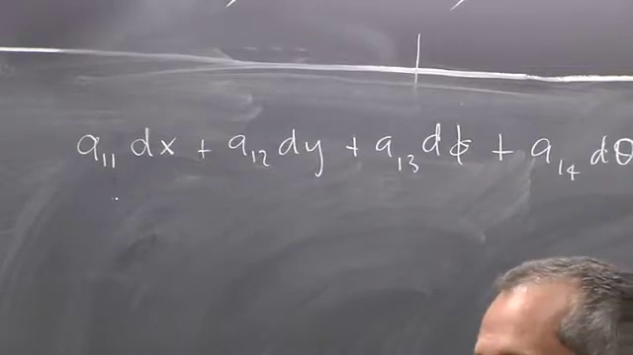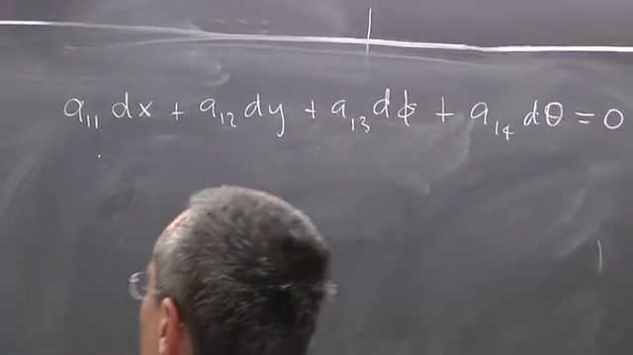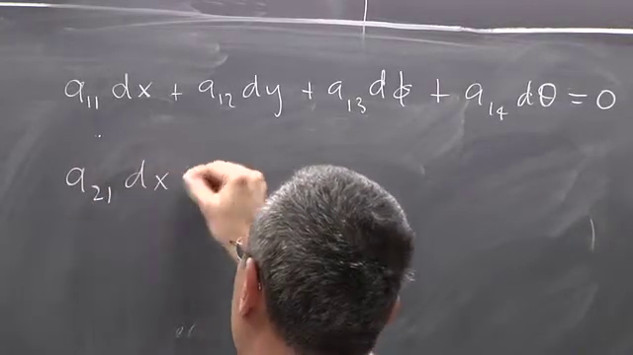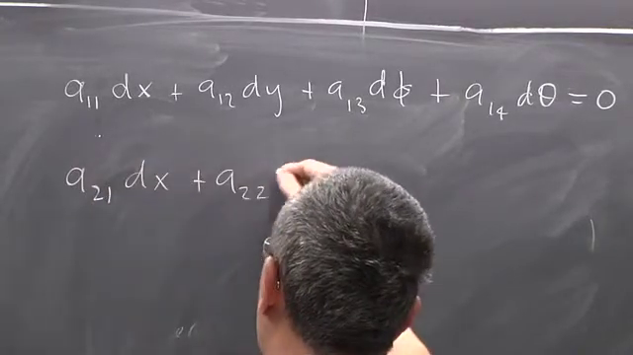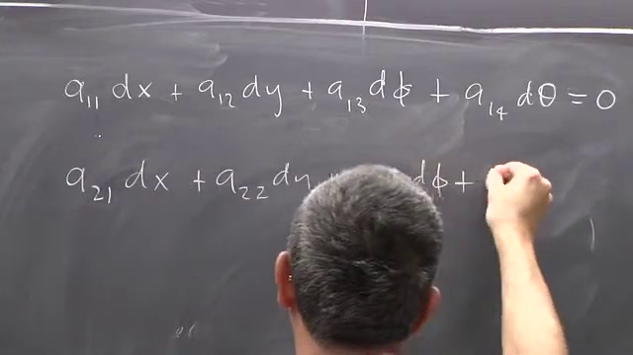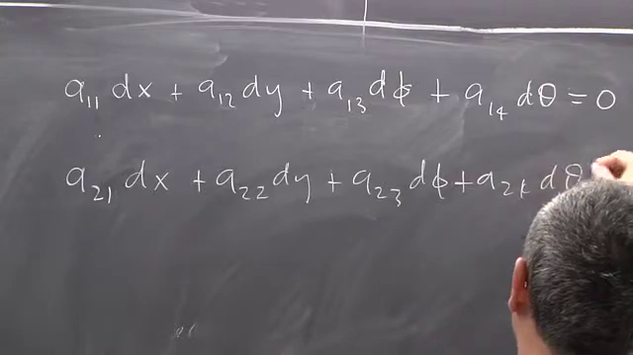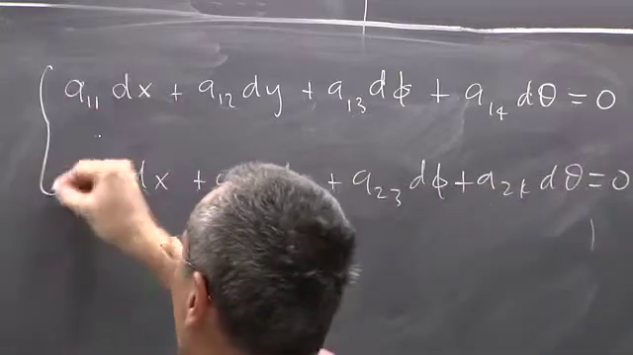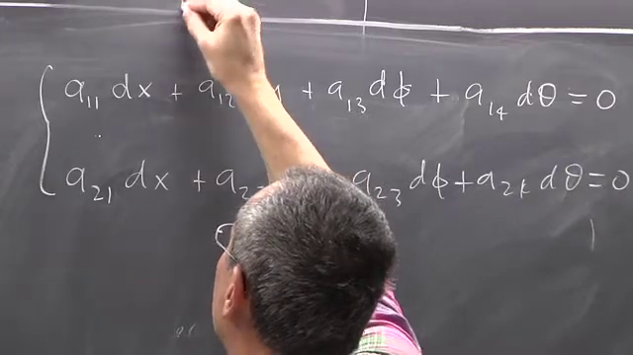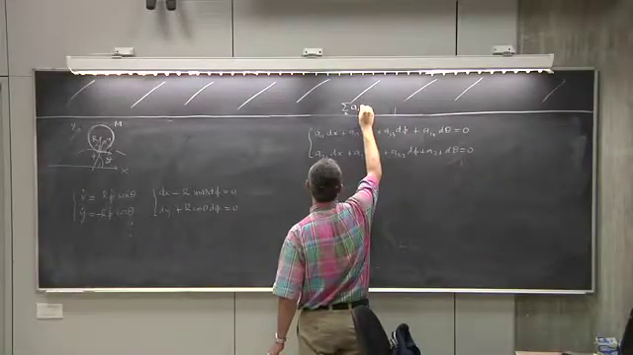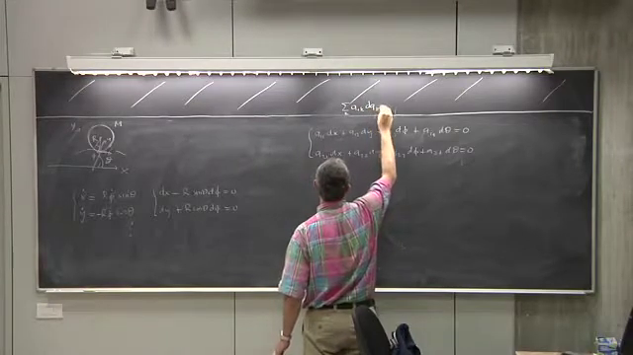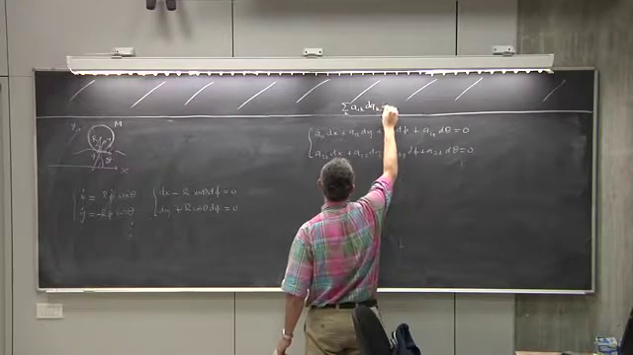Right? And actually, I have 1 and 2, so I have also A21 dx plus A22 dy plus A23 d phi plus A24 d theta equal to 0. Okay? So I'm writing explicitly these things that I call A_ki dq_i, k equal to 0, right?